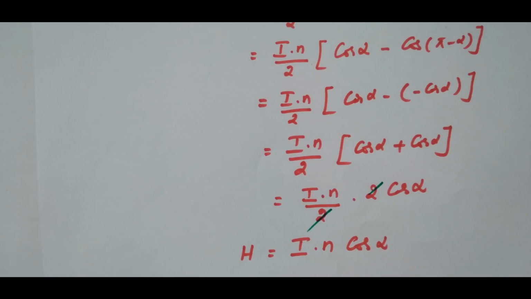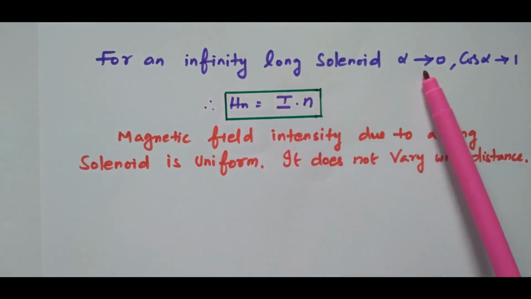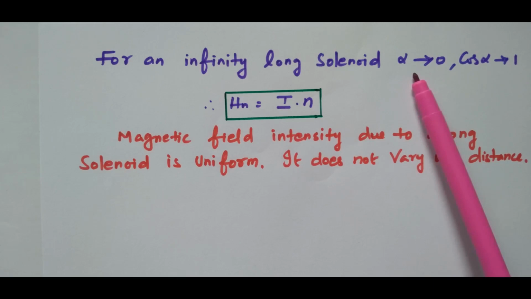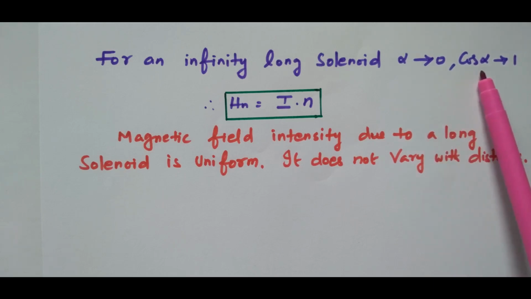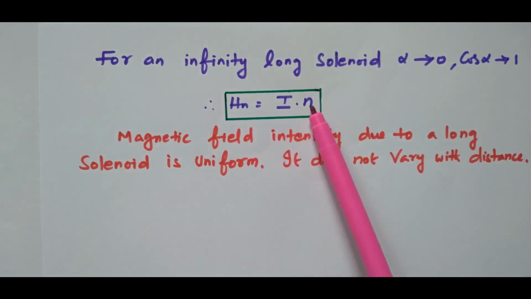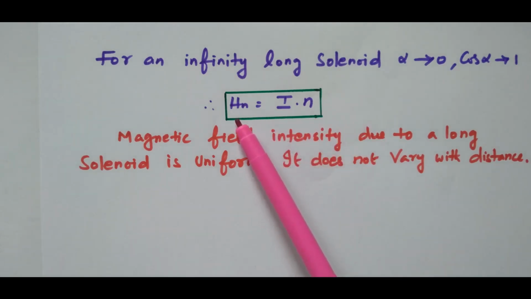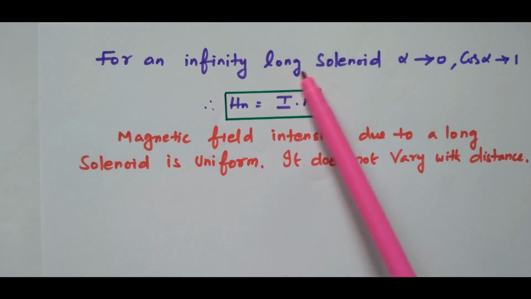Now we'll see one more special case, if it is a long solenoid. Suppose the solenoid is infinitely long. If it is infinitely long, what will happen? The alpha value is 0. So cos alpha, cos 0 means 1. So the magnetic field intensity becomes I into n. I into n into cos alpha, the cos alpha now becomes 1. Right? So this is the magnetic field intensity due to an infinitely long solenoid.